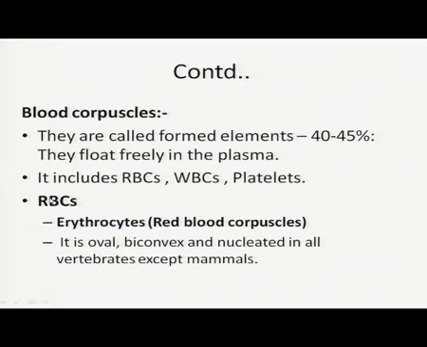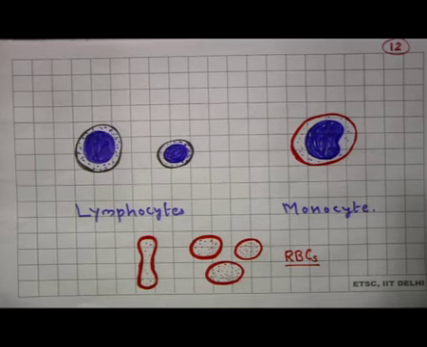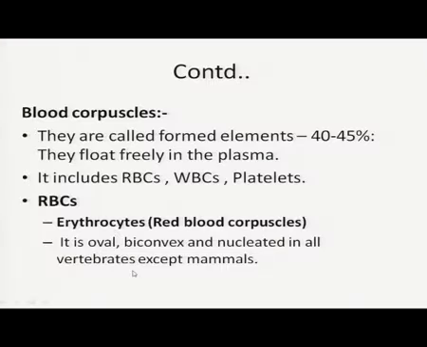Now, regarding RBCs, the other name for it is erythrocyte. Erythro means red, cyte means cell. Here you can see the diagram of the erythrocyte also. RBCs, red blood cells or erythrocytes, are oval or biconvex in shape, and nucleated in all vertebrates, but the exception is mammals. Except for mammals, they are biconvex and oval in shape, and contain a nucleus.